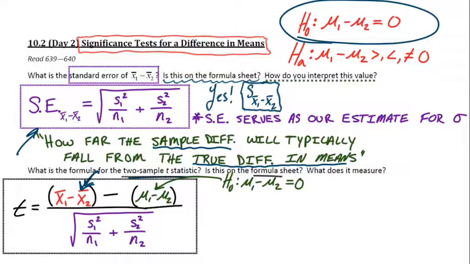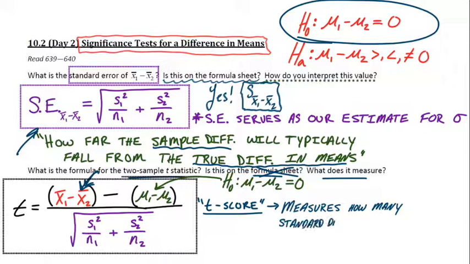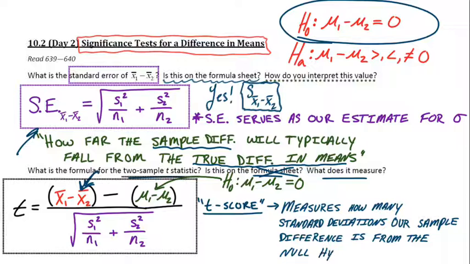The next piece there, is it on the formula sheet? No, unfortunately not. The way this is expressed is not specifically on the formula sheet. They just have their generic version of what a test statistic is. And then what does this measure? So what does our t-score measure in this case? Well, it's just to get a sense of how many standard deviations away something is. Specifically, how many standard deviations our sample difference is from the null hypothesis, what we perceive to be true.